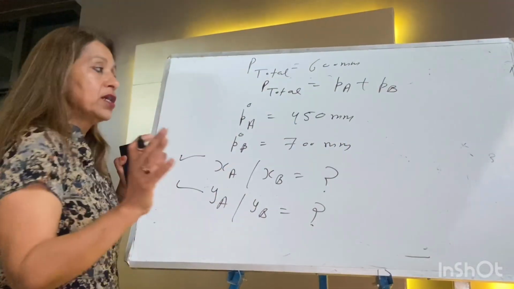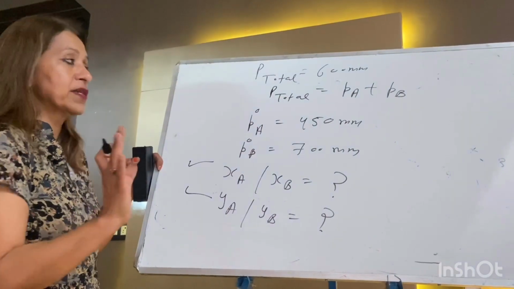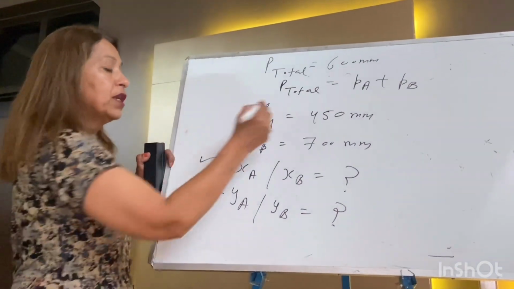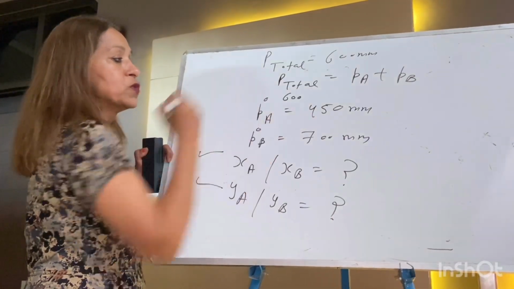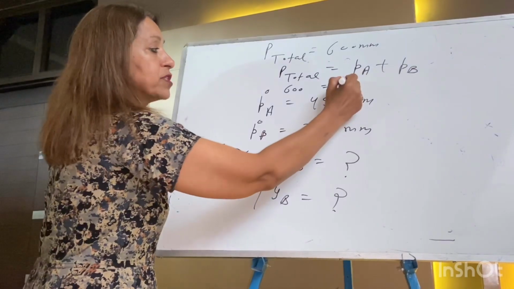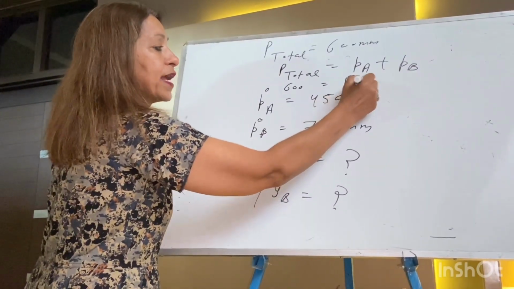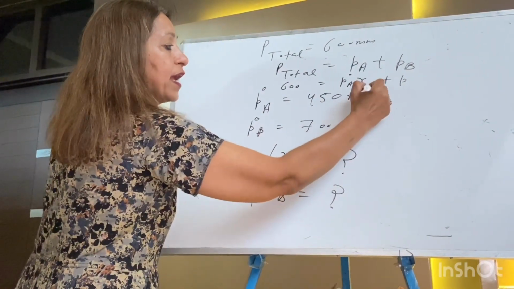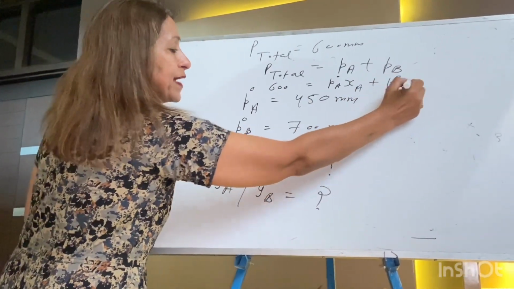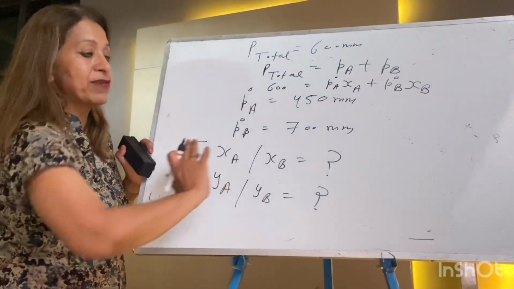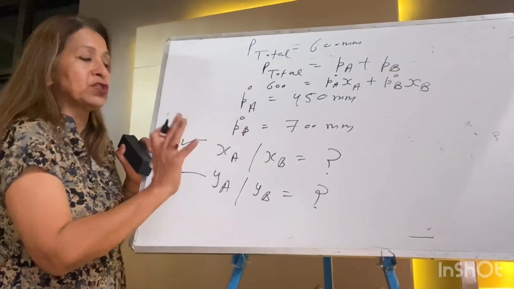Yesterday I shared that each step has marks. So half a mark will be awarded to you for this step. P total is 600. Write down 600. Now what about PA? You can put Raoult's law. PA is equal to P naught A XA and PB is equal to P naught B XB. This is a derivation plus numerical. Derivation and calculation both carry marks.